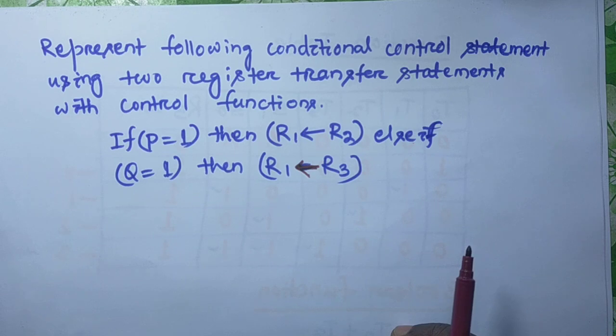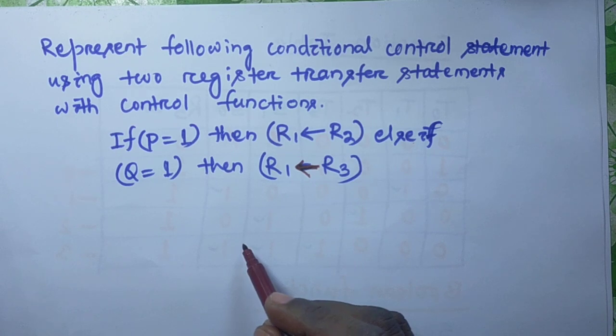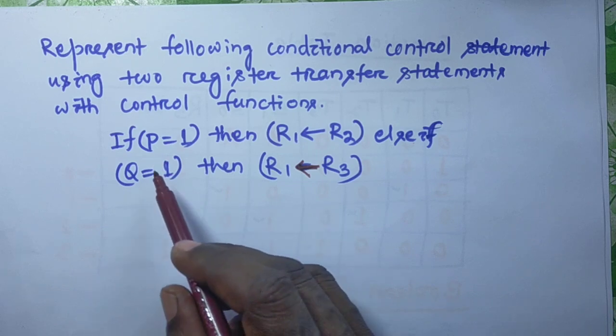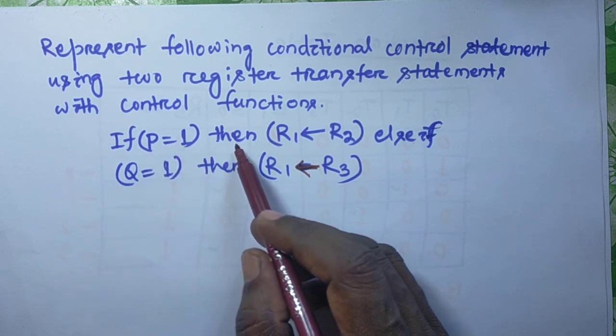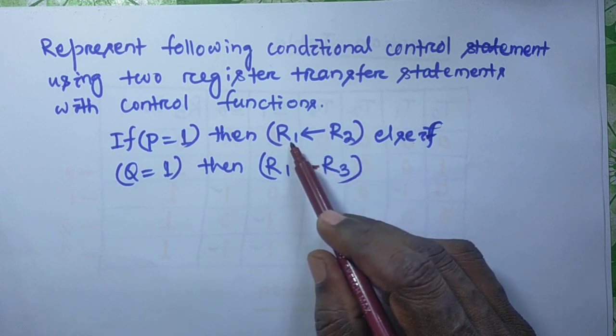Okay, then what is the solution? How do we represent this conditional control statement in a very simple way? Okay, but what if both are satisfied? I will define it in a very simple way. For example, suppose we test the first condition: if p is equal to 1, then the content of R2 transfers to R1.